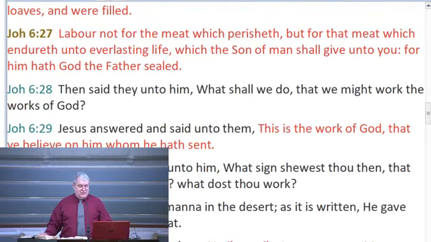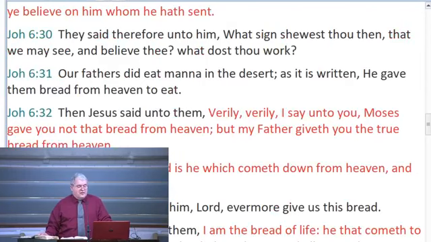He says, believe in me. Get something that's eternal from me. The Son of Man will give it unto you. They said, well, what are we supposed to do to work the works of God? He said, you want to work the works of God? Believe on him whom he has sent. And then they asked the question again. They said, therefore, unto him, what sign showest thou then that we may see and believe thee? What do you work? We got a suggestion, verse 31, our fathers did eat manna in the desert. It's written, he gave them bread to eat. We suggest fish sandwiches.